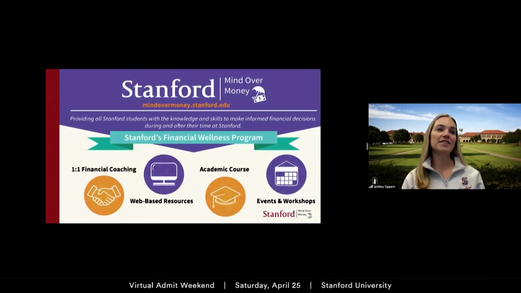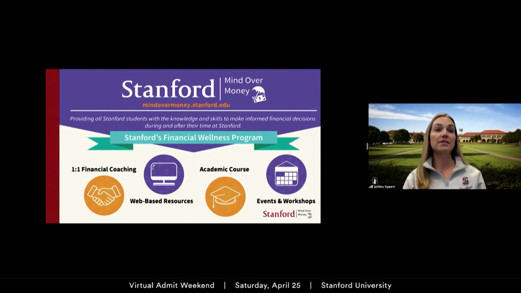Mind Over Money is Stanford's financial wellness program that aims to equip students with the knowledge and skills to make informed financial decisions, to democratize access to information and resources for all students, and to cultivate a culture of healthy financial behaviors and conversations. Mind Over Money offers interactive workshops throughout the year that explore concepts and cultivate skills to help students build healthier financial habits.